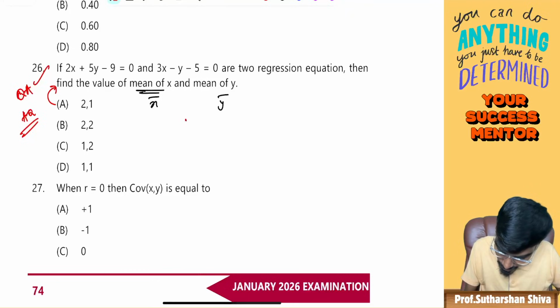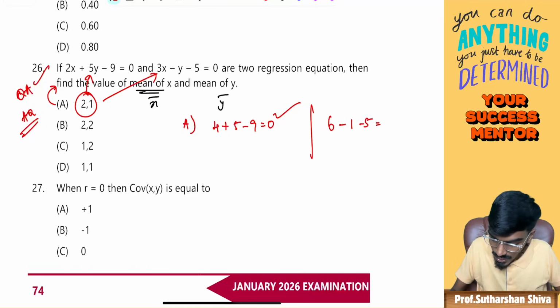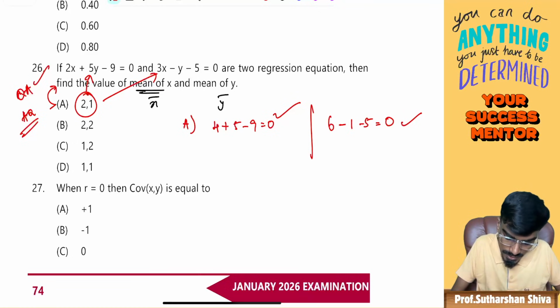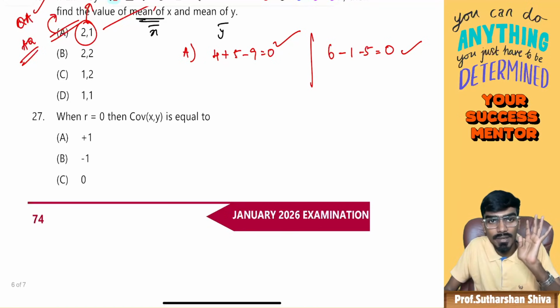We'll take option A and try to substitute in the equations. We'll substitute both the values in both equations. 2 into 2 is 4 plus 5 minus 9 equal to 0. Yes, condition number 1 is satisfied. Come to the second equation: 3 into 1 is 3, minus y, which is 1, minus 5 equal to 0. Yes, all the conditions are satisfied. My answer is option A. This is what you should do in the examination, guys.